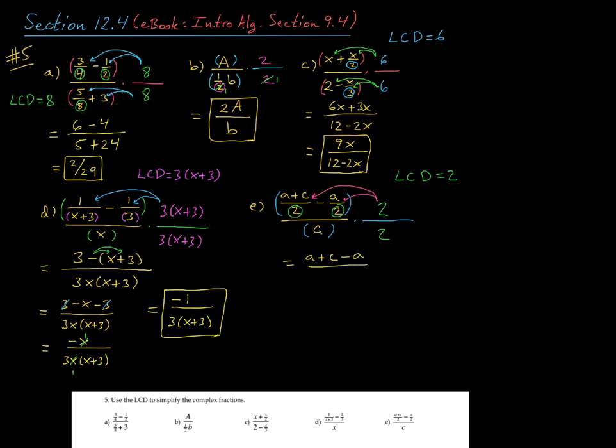And then downstairs, I have c times 2, which is equal to 2c. And then these a's will drop out, leaving us with just a c on top. And that's being divided by 2c. And so then I can go ahead and divide out that common factor of c, and so when all is said and done, this simplifies to just 1/2.